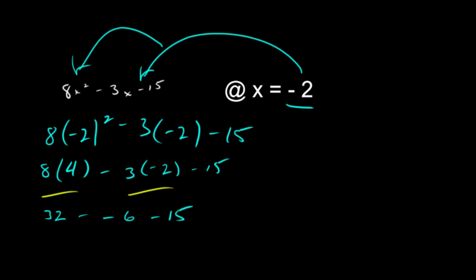So a negative and a negative make a positive. I'm sure you didn't say positive, but you should have. So you've got 32 plus 6 minus 15. And then you just work that left to right. 32 plus 6 is 38, minus 15. That's 23. Right? Yeah, that's right. All right.